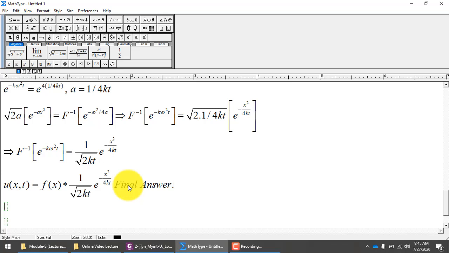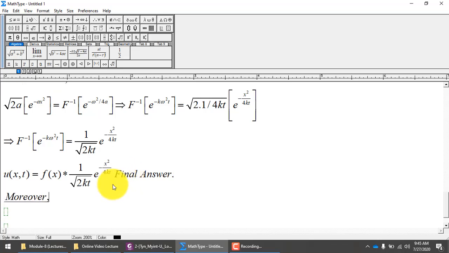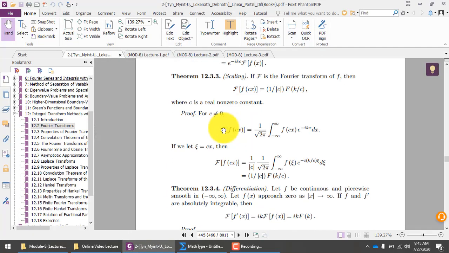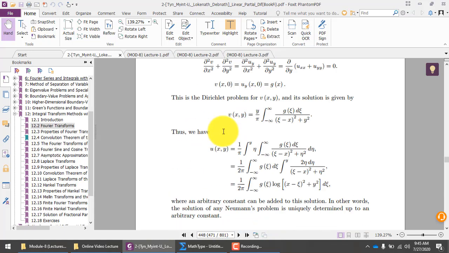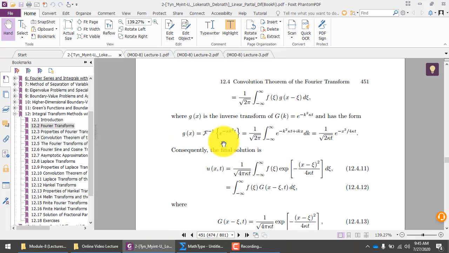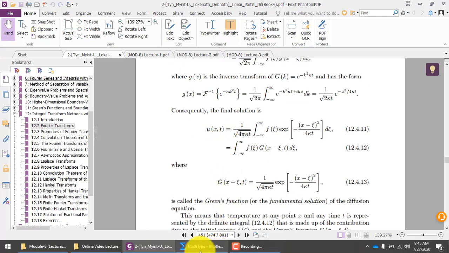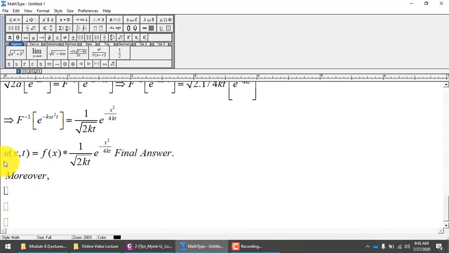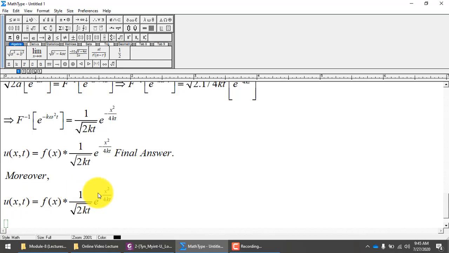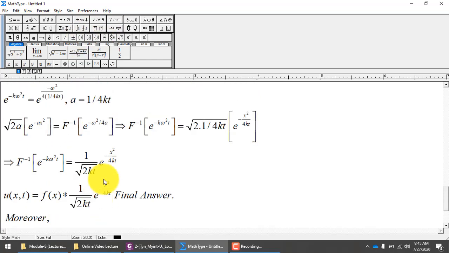But moreover, in the final steps in the book, more things have been calculated. If you go back to the example in the book, there are 2 more steps which have been solved and done in the example. What are these steps? They have also calculated the convolution. So this will be equal to what? Moreover, this is equal to the convolution. So you should apply the definition of convolution.